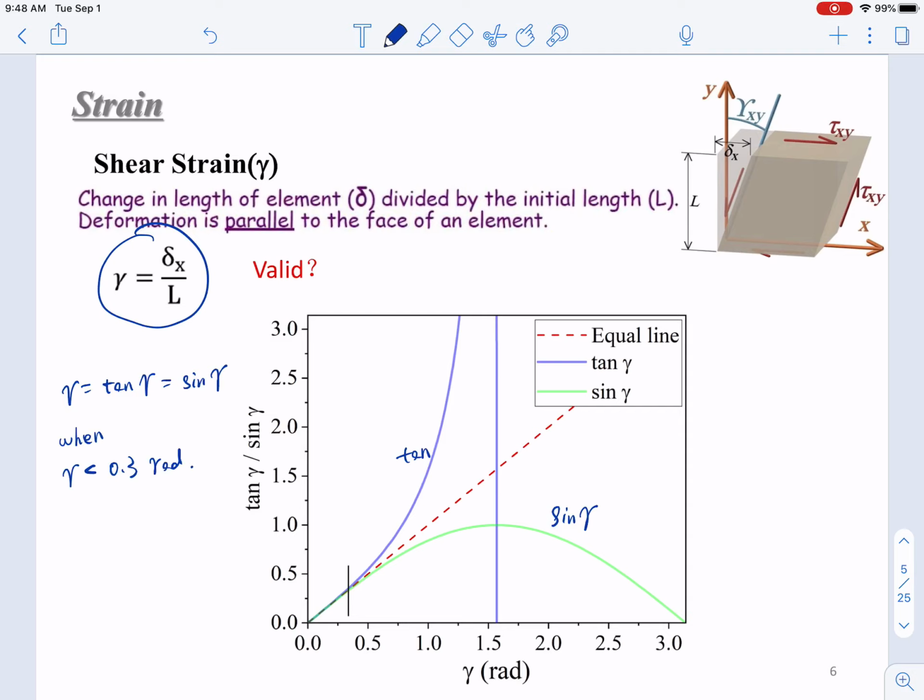Normally in mechanics of materials, our gamma is much smaller than 0.1 radian, so this is normally valid. You will see in some of our examples, when gamma is not that small, you cannot use this equation. Then you will use geometry to solve the shear strain.